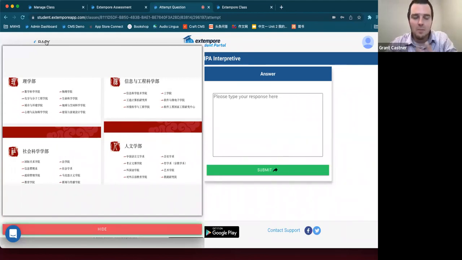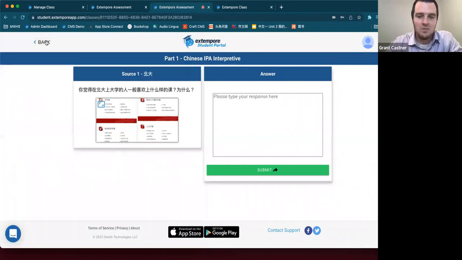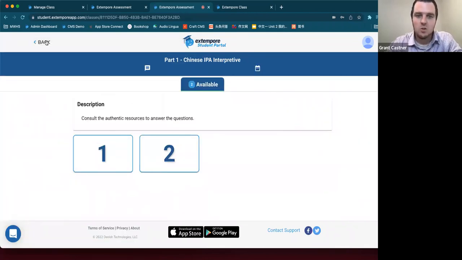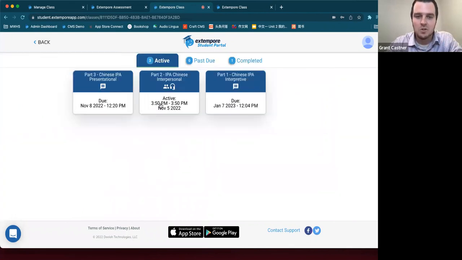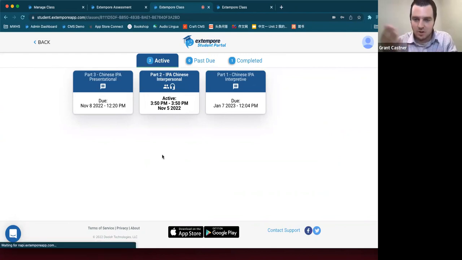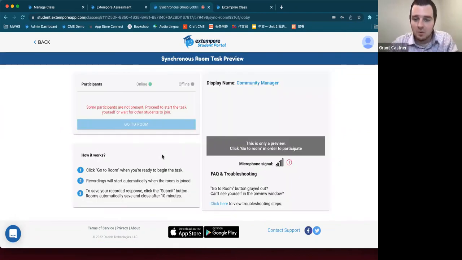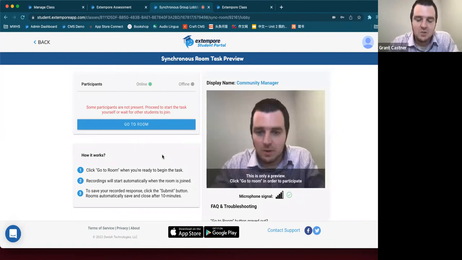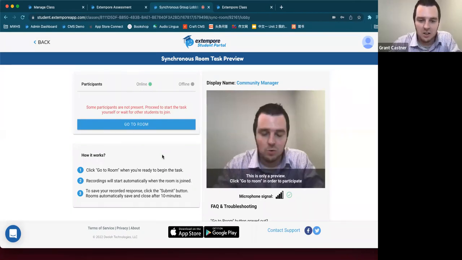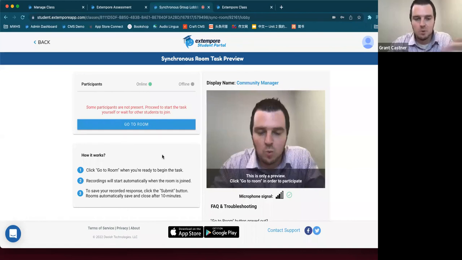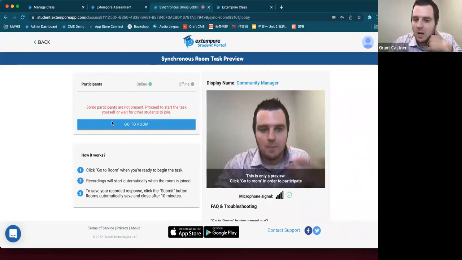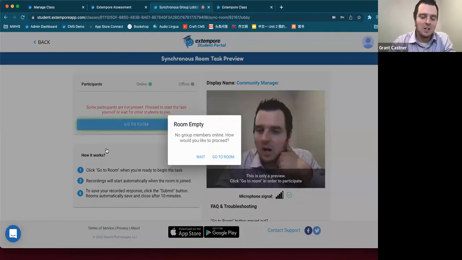And then from that interpretive assessment, the second part of the IPA is the interpersonal. You can also host live interpersonal speaking assessments on Extempore as well, which is really cool. With our synchronous group, you can see my image shows up here. I would have a partner in this room with me. So I'll click go to room. My partner would show up here as well. I can click go to room. And within this room, that's okay, I can do it by myself. I can join, and you'll see my camera will start and show up.